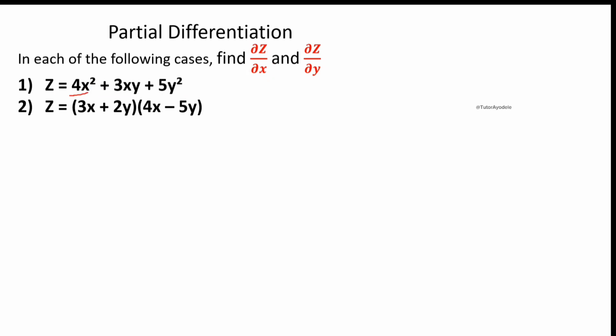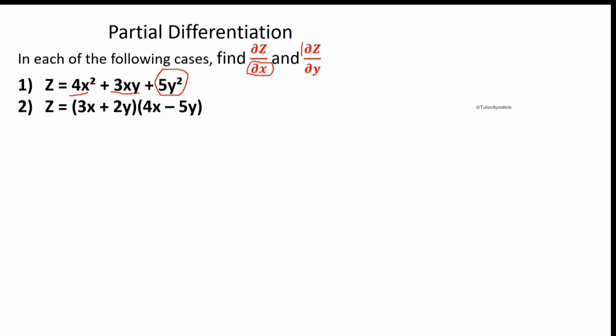You can see that there is x here and there's also x here, right? So any place where there is no x, like this one now, it will change to 0. Why will it change to 0? Because I'm differentiating partially with respect to x.